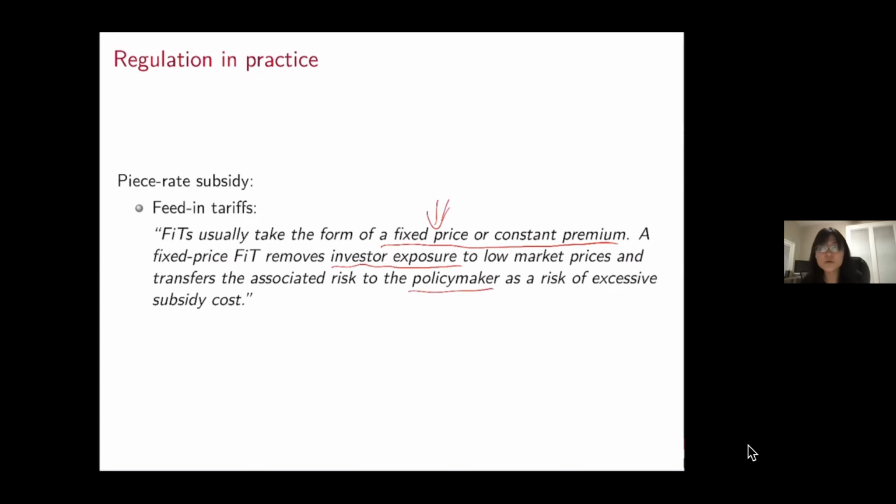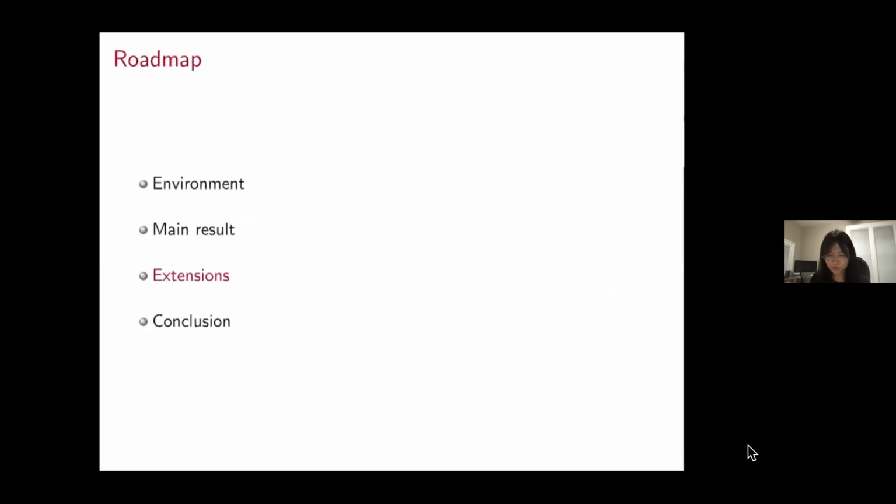What we want to add to these feed-in tariffs is that the regulator should not just offer feed-in tariffs, right? It should offer feed-in tariffs and a cap on the total subsidy that the firm can get. This would protect the regulator from incentivizing too much overproduction.